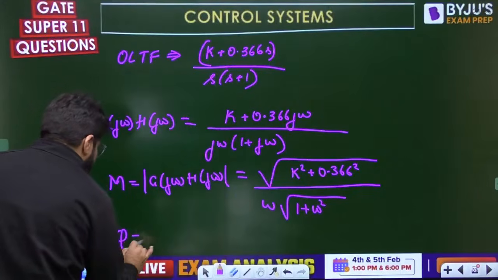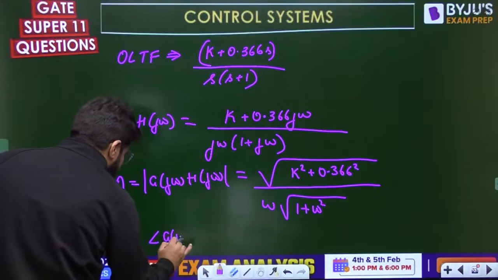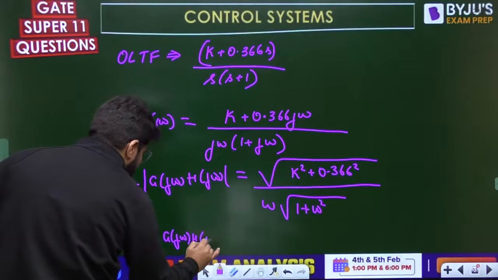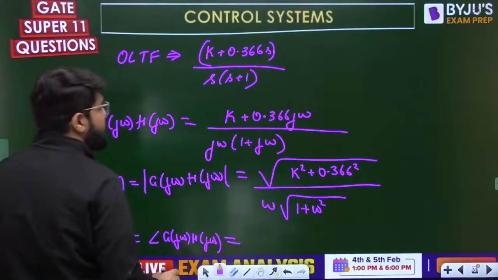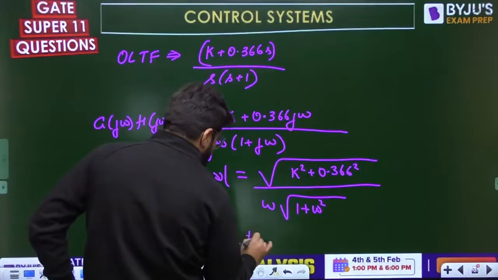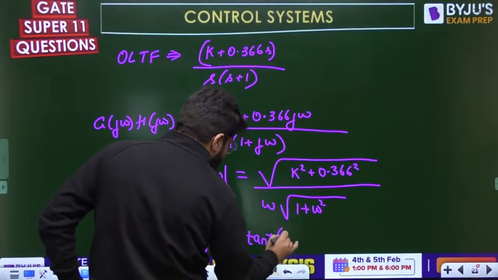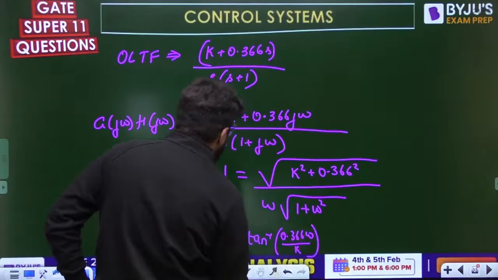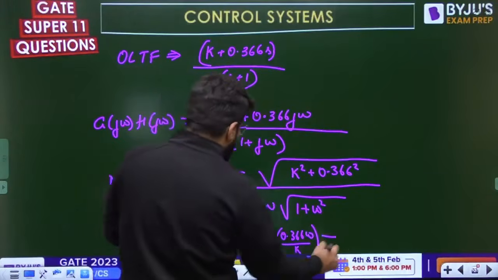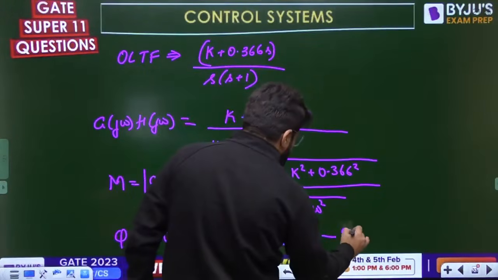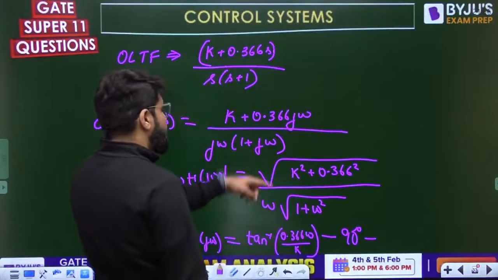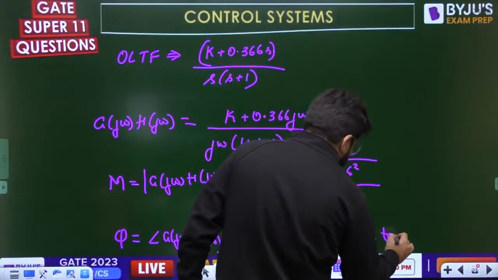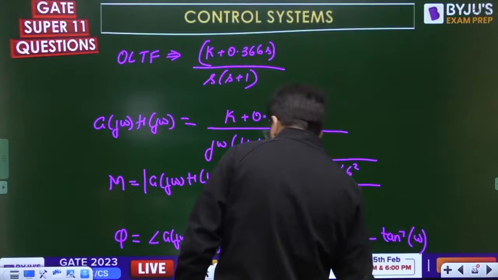What is the angle expression? Angle G(jω)H(jω), suppose that is phi, will be given by: for the numerator, tan inverse y by x gives tan inverse of 0.366ω divided by k; for the denominator, subtract jω, a pure imaginary term, so 90 degree; again subtract for the denominator tan inverse of ω by 1, that is tan inverse ω.